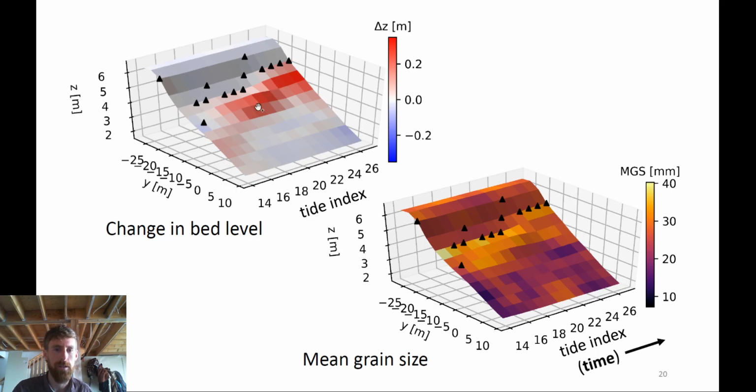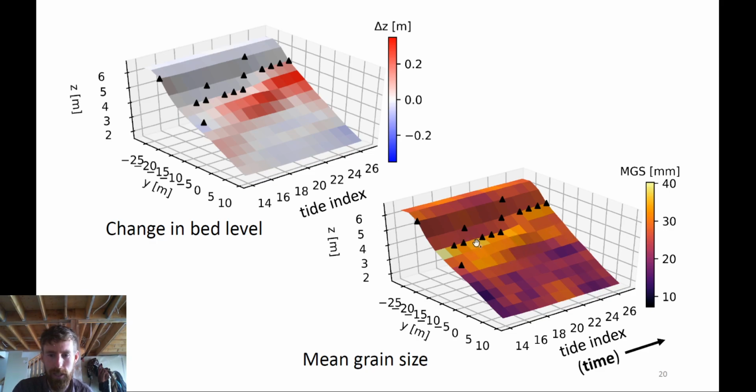So here, this red blob is the position of a high tide berm, and it migrated shoreward throughout the experiment, which is consistent with the migration of the high water line due to the spring neap cycle. These black triangles correspond to positions of the high water line for each of those given tides. And here at the bottom we have the evolution of the mean grain size over the course of the experiment.